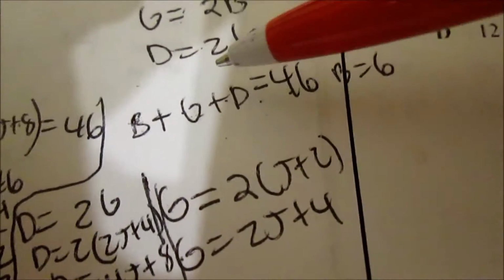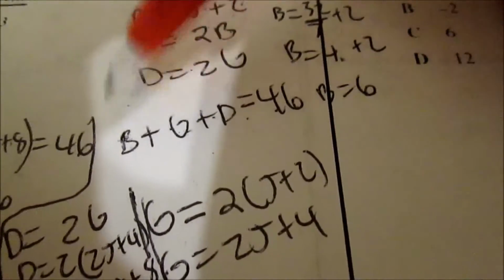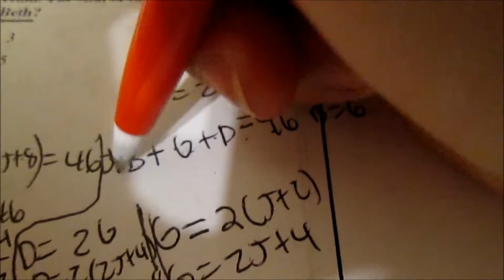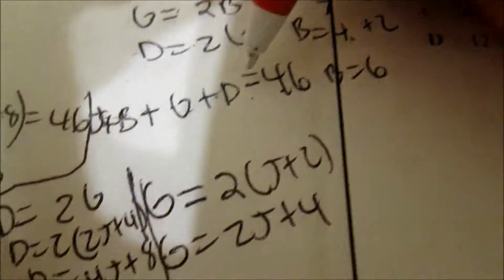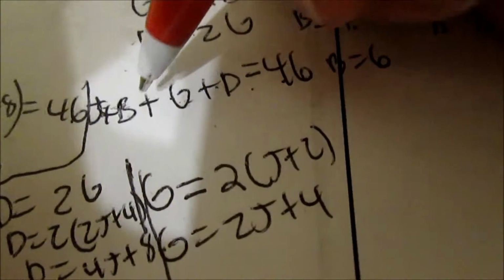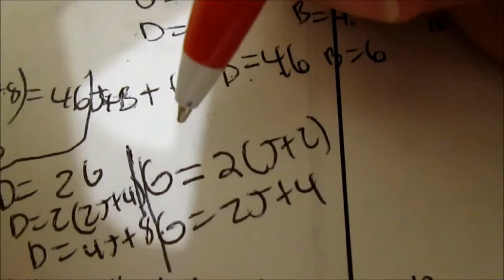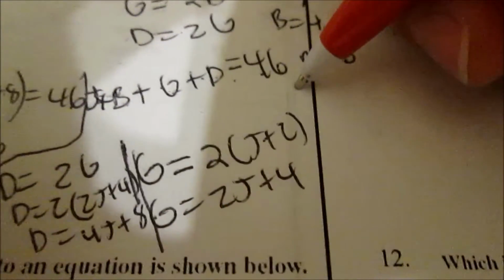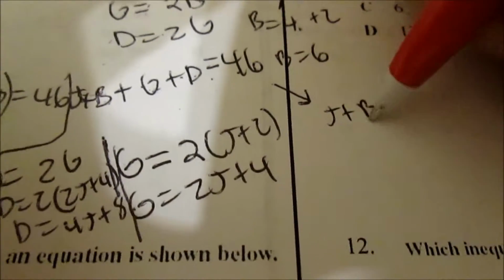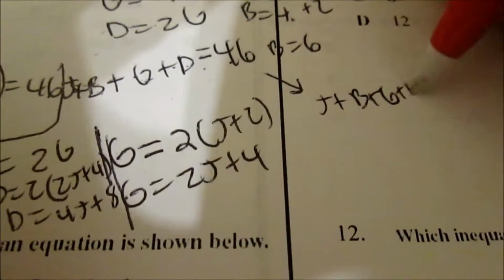Now, I also forgot to mention J, Julio. There are 4 siblings, so really it's J plus B plus G plus D equals 46. So now I'm going to substitute for B, G, and D so that I only have one variable.